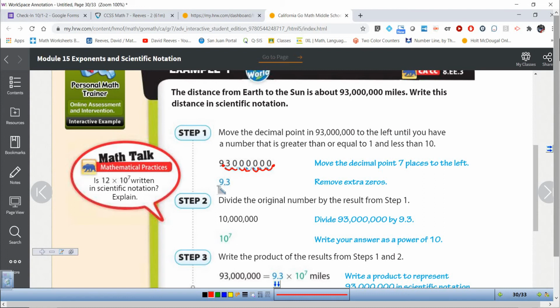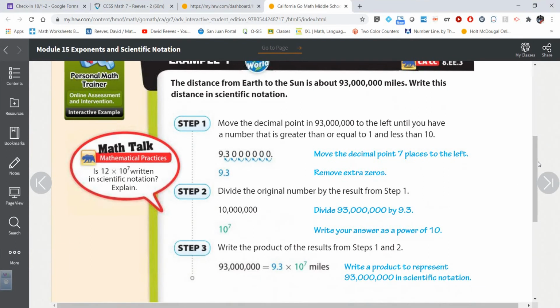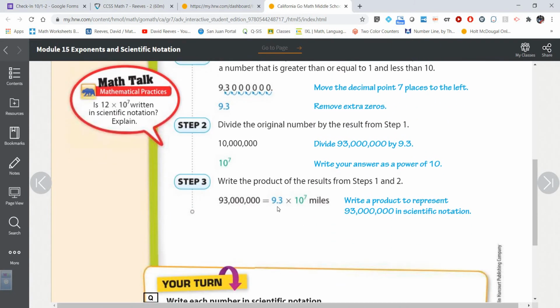We're stopping here because 9.3, right, is greater than or equal to 1 and less than 10. That's where we stop. Okay, again, a lot of times we say between 1 and 10, but that's really not quite correct because 1 is allowed. Okay? All right, and then we say how many places did we move the decimal? We moved it 7 times. So our answer is 9.3 times 10 to the 7th power. That is, this by the way is called in standard form, and this is scientific notation.